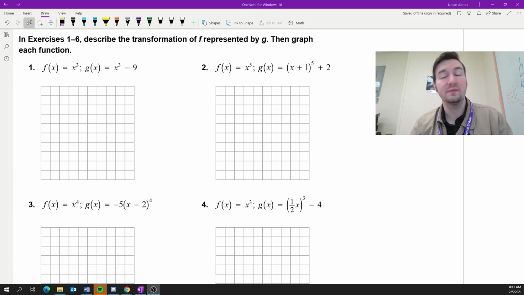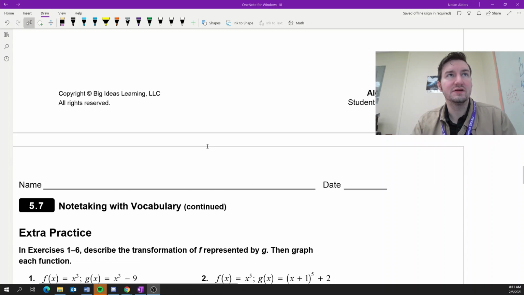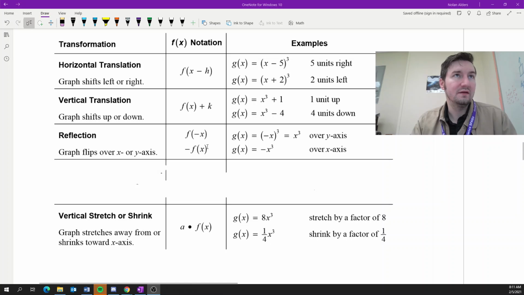In this video, we're going to be looking at transformations of polynomial functions. So let's take a look at the different transformations. If you're watching this video, you've probably already seen transformations of more basic functions. This is more just a general video over all polynomial functions and transformations we can do.